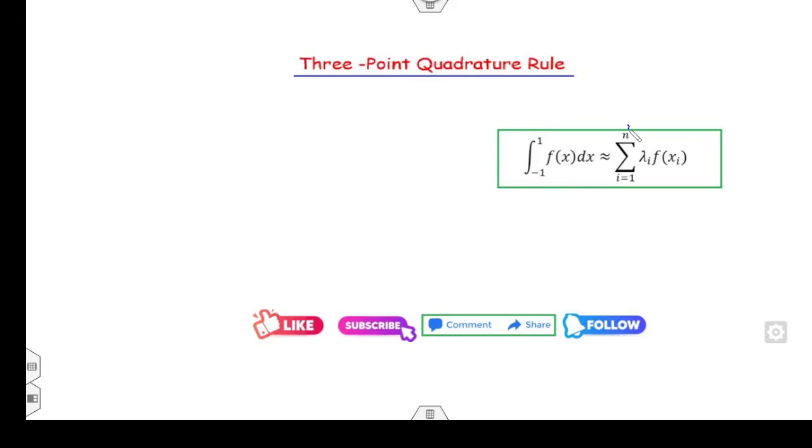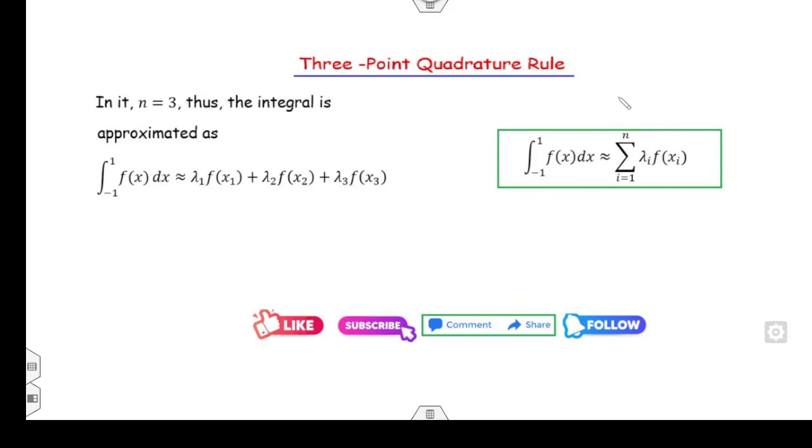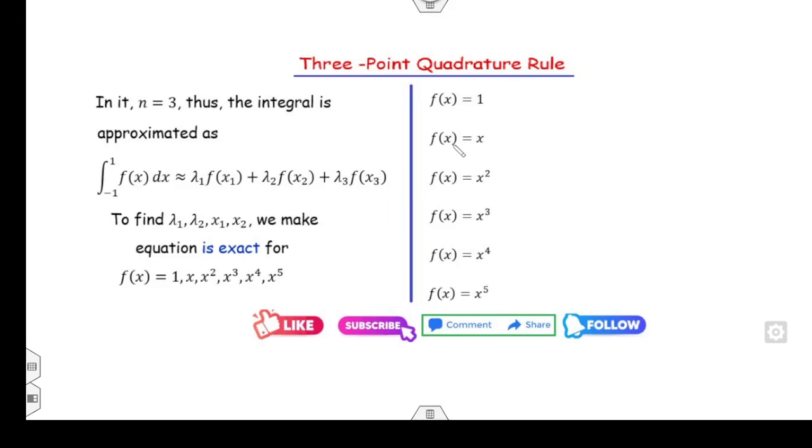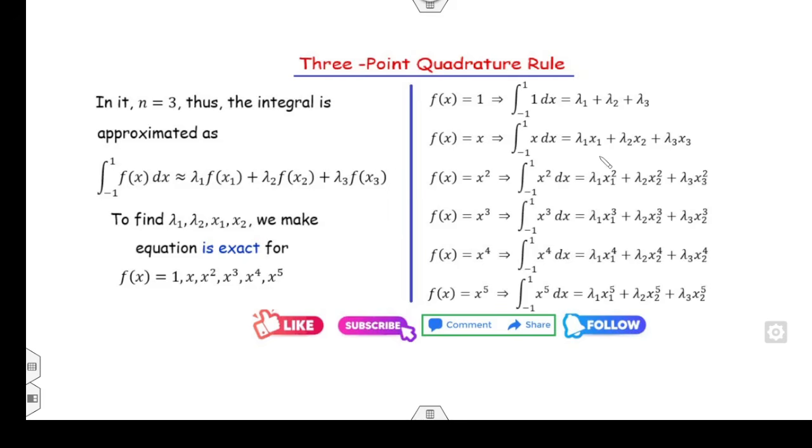Look at the 3-point formula. In this case, we can take n as 3, and the equation becomes this. How many unknown coefficients? There are 6 unknown parameters. So we can choose the polynomials 1, x, x square, up to x^5. Again, I can substitute all these values of f(x) one by one in equation number 1, and we can write the equation as here.